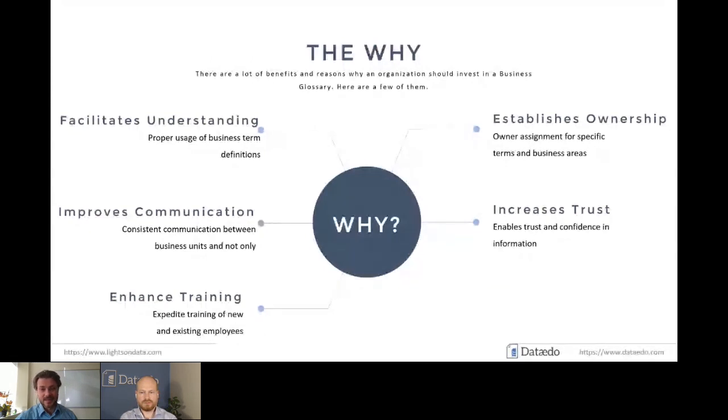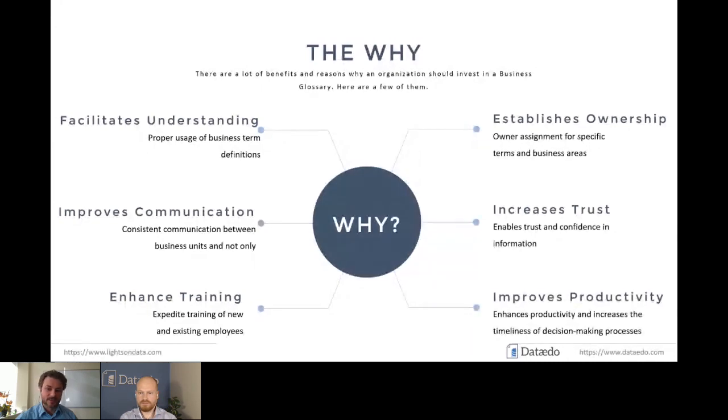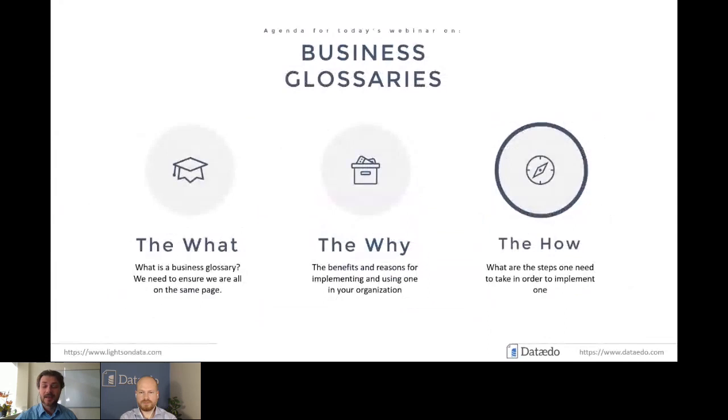So it definitely increases that trust, having everybody on board on having the same usage of term and understanding of the definition. And lastly, it obviously improves productivity and timeliness of the decision-making process. All right. So now you know what it is. What are some of the main benefits?